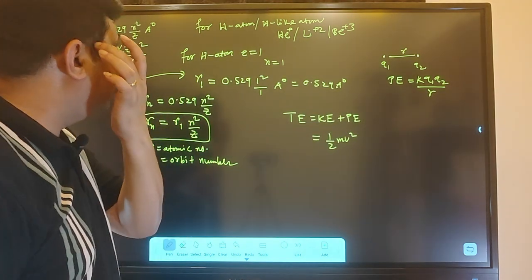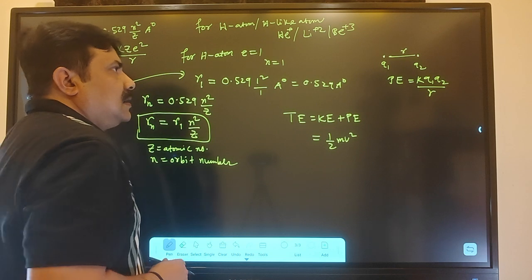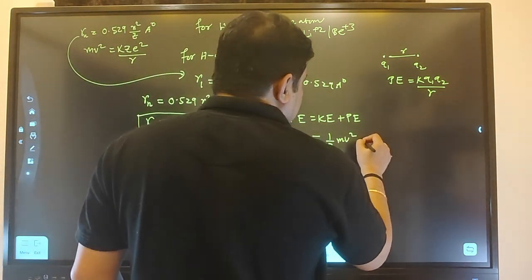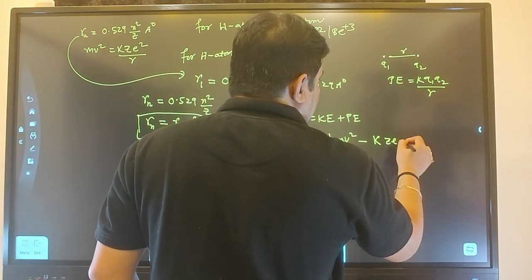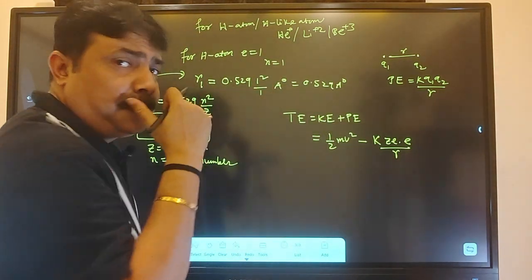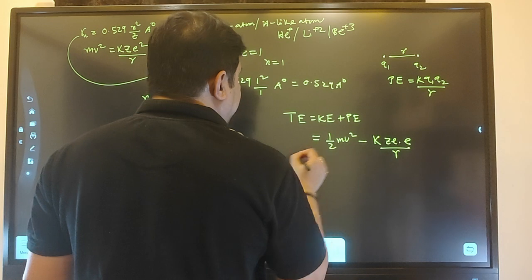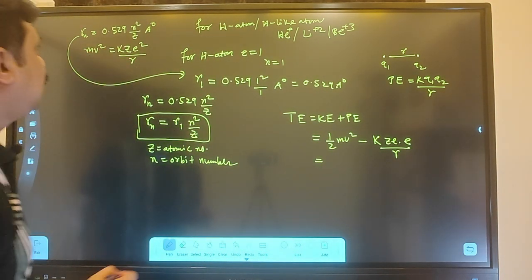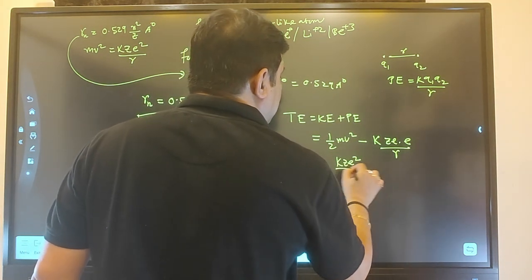So that's why the sign will be negative, because positive and negative charges are there. So potential energy will be K into Ze, and the other is e, and in between the distance is R, the radius of the orbit. Now instead of half mv square, what can I put over here? Already mv square equals kZe square by r. Then immediately I can put kZe square by 2r.